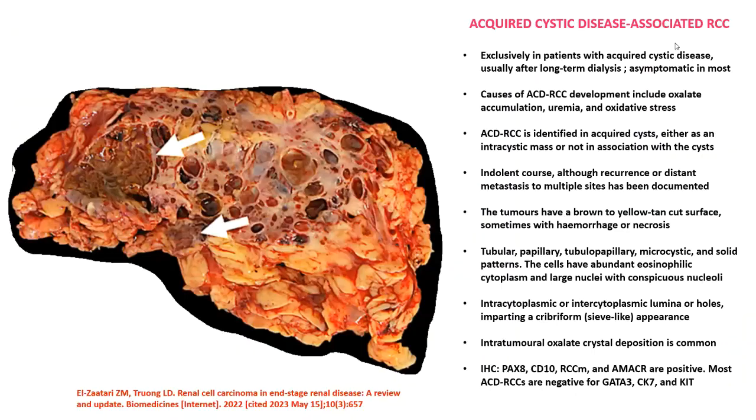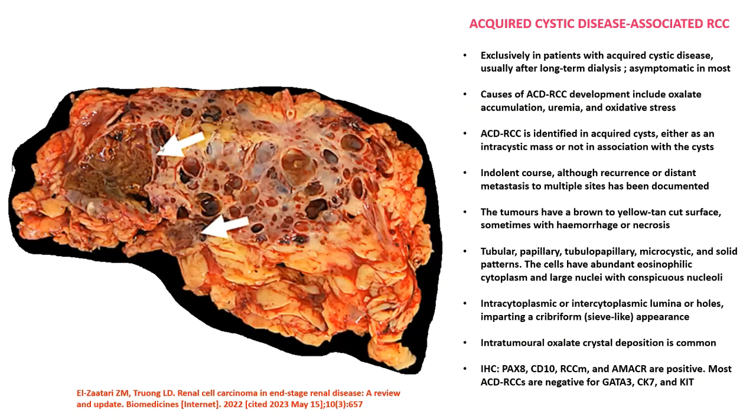Now, coming to the acquired cystic disease associated RCC, this is usually present in patients who have been on hemodialysis for a long period of time and are having end-stage renal disease. At the time of grossing, you see multiple cysts of varying sizes which are obliterating the architecture. Now, this kind of secondary cystic disease is expected in the case of an end-stage renal disease patient who has been on dialysis support for a long period of time.